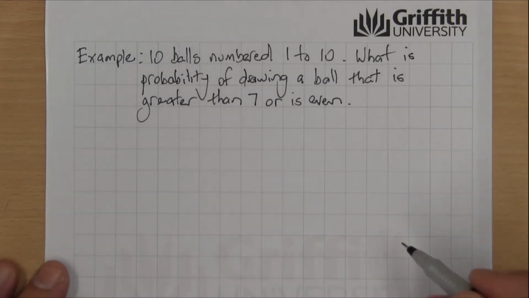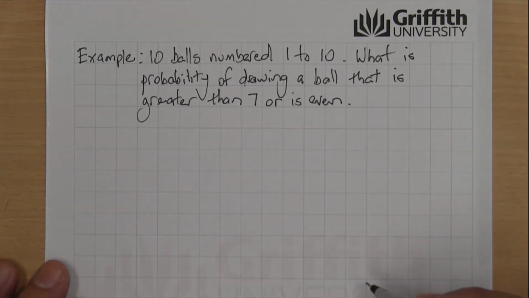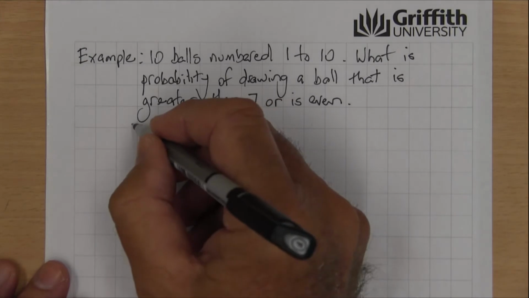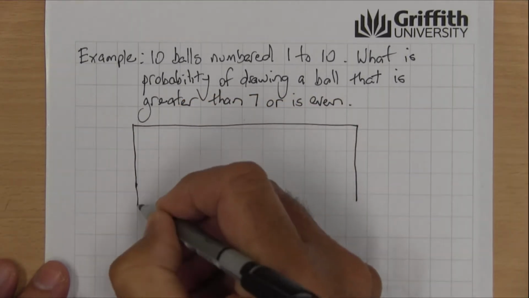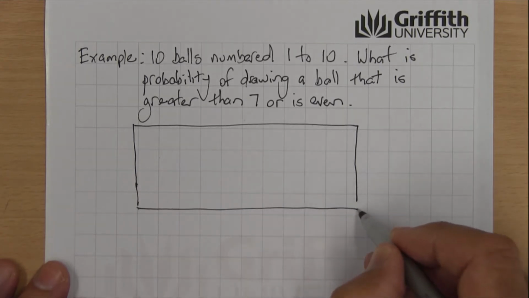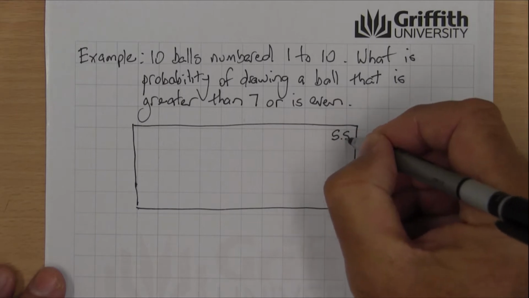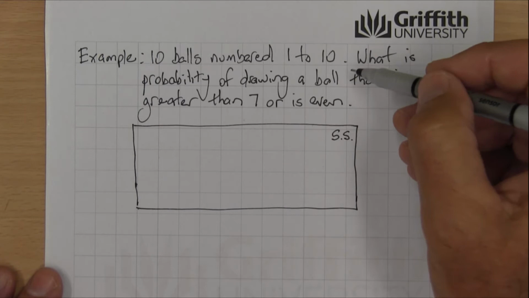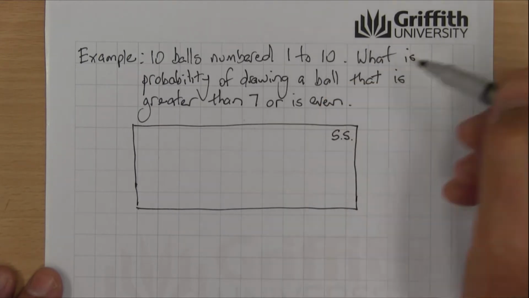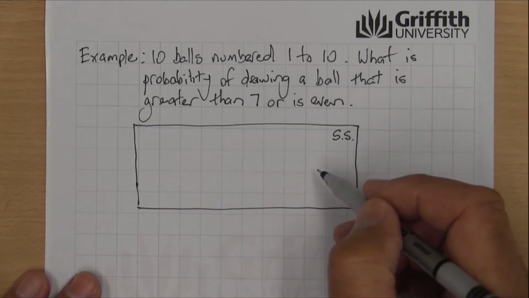Sometimes it's good to do what's called a Venn diagram to help you see and appreciate the fact that these two events are not mutually exclusive. If this box here represents all the sample space, that means every possible outcome. Now, every possible outcome is a ball that's a 1, 2, 3, 4, all the way up to 10. So there are 10 different outcomes. So that's the sample space, and I'm going to put these numbers in.